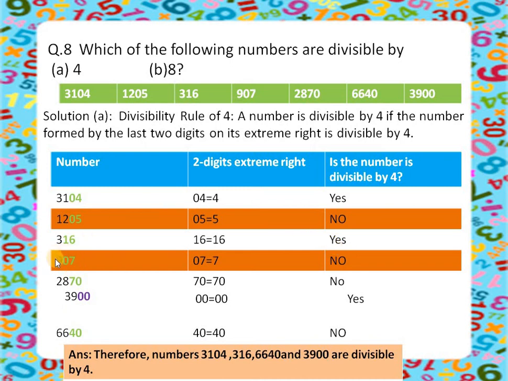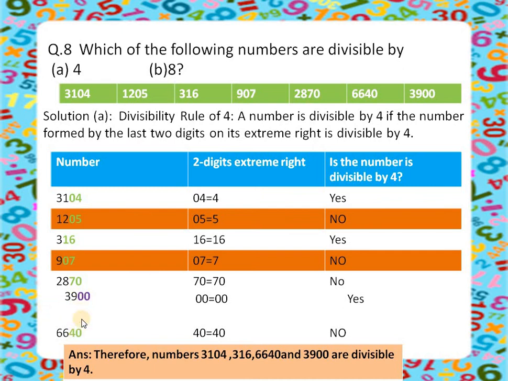Now look at the next number, 907. The last digit is 7, so it is clear no for this number, because 7 is not divisible by 4. Then 2870. Look at the last two digits, 70. 70 is again not divisible by 4. So no for this number.